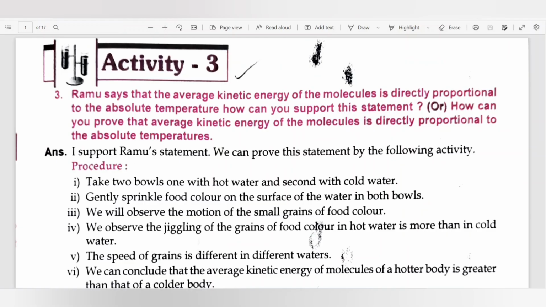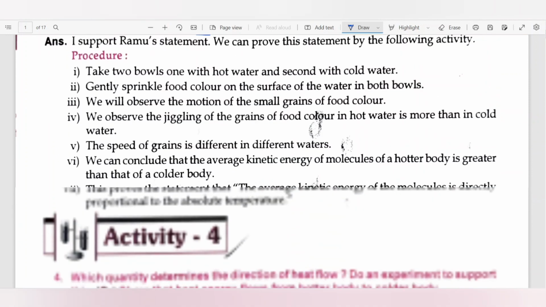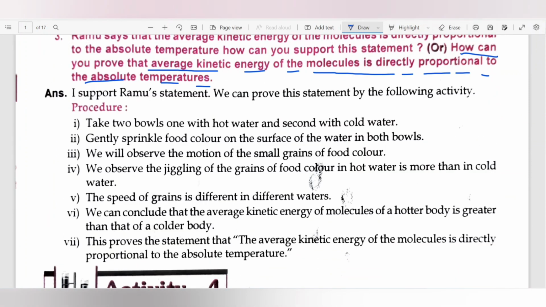Ramu says that the average kinetic energy of the molecules is directly proportional to absolute temperature. How can you support this statement? How can you prove that average kinetic energy of the molecules is directly proportional to absolute temperature? So this is activity 3. The answer is, I support Ramu's statement. We can prove this statement by the following activity.